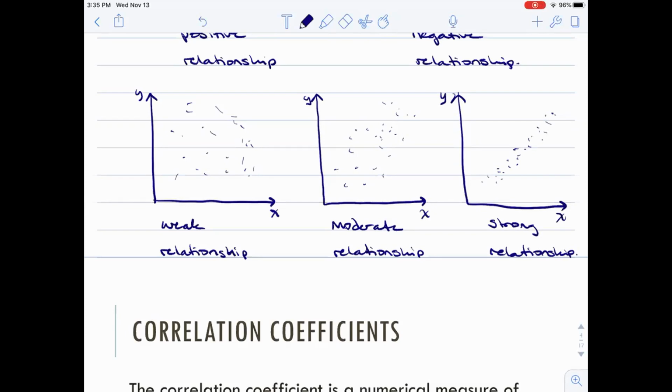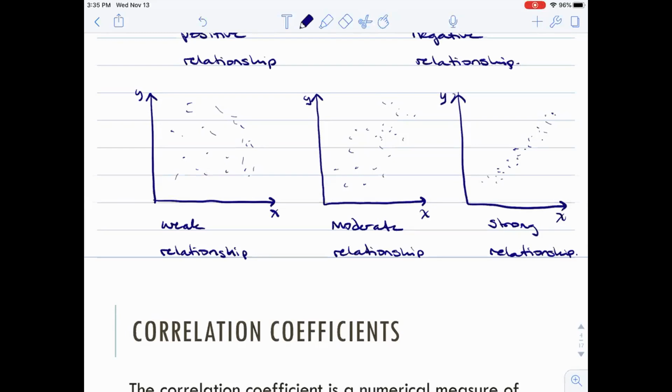And so our correlation, right, it gives us a numerical measure for whether it's positive or negative, right? That's just the direction, but also whether we have a weak relationship, a moderate, or a strong relationship, right? So it just tells us how things are moving.